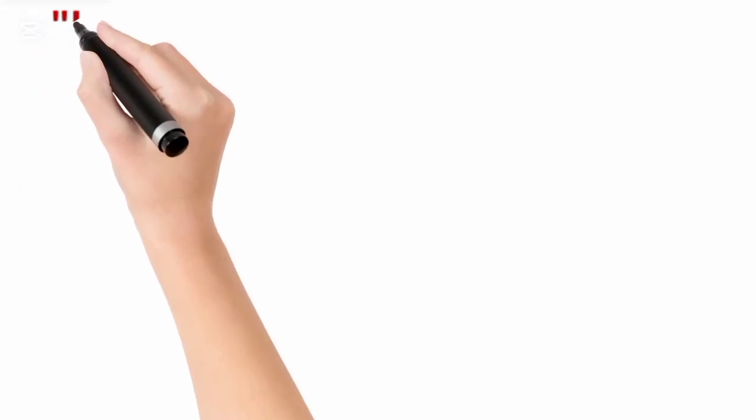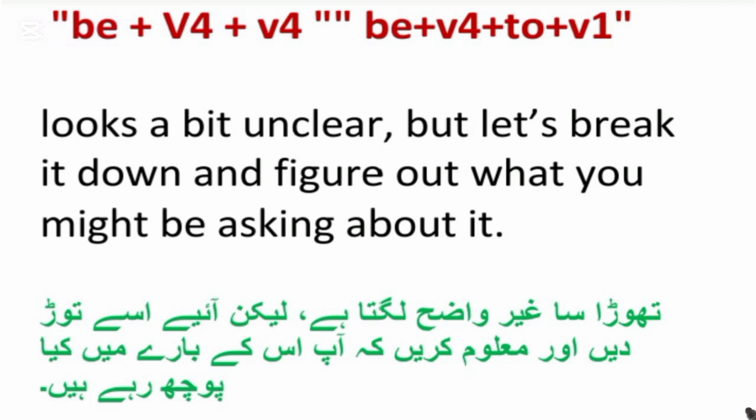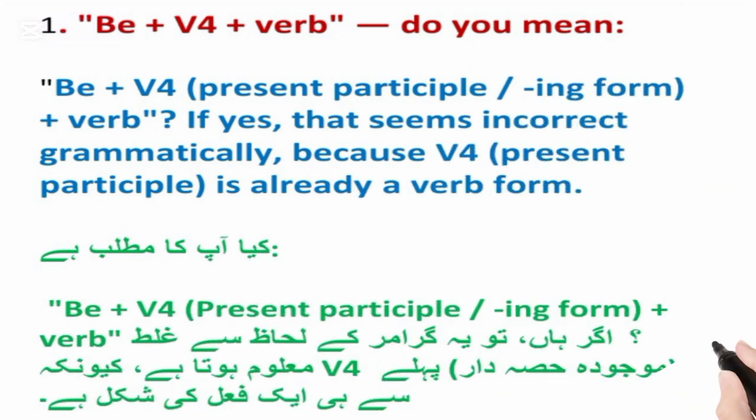The structure: B plus V4 plus V4, B plus V4 plus V1. Looks a bit unclear, but let's break it down and figure out what you might be asking about it. B plus V4 plus verb. Do you mean B plus V4, present participle, ing form, plus verb? If yes, that seems incorrect grammatically, because V4 present participle is already a verb form.